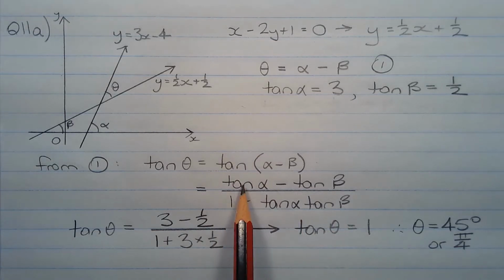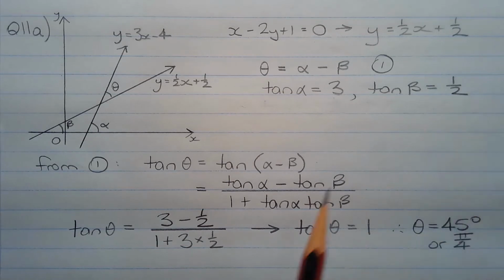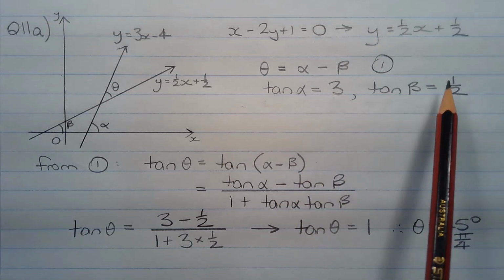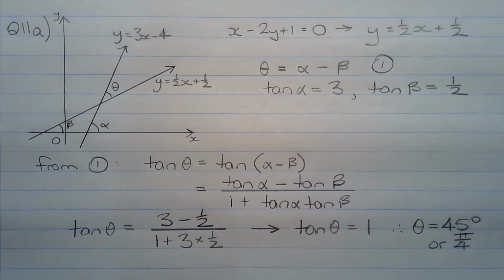Now tan alpha equals 3 and tan beta equals half. So substituting those two values for tan alpha and tan beta, we get tan theta equals 3 minus half over 1 plus 3 times half. So we have tan theta equals 1, since the right-hand side simplifies to 1, and therefore theta equals 45 degrees, or pi over 4.